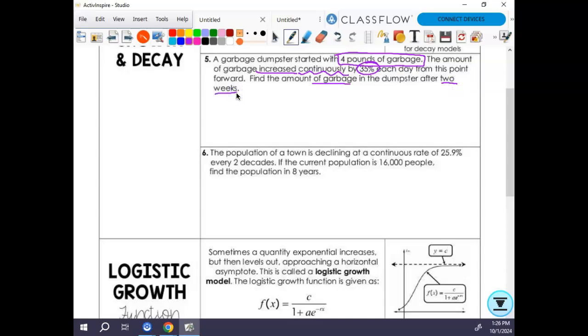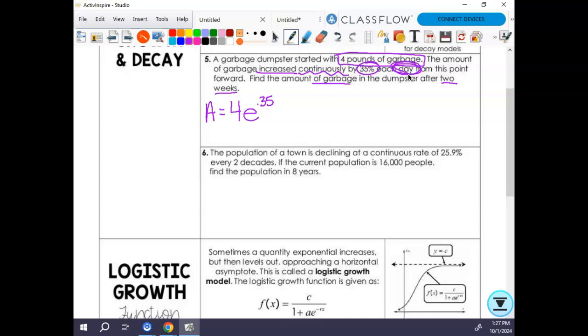Okay? So we have that PERT formula. Your amount is equal to the principal, or what you start with. We start with 4 pounds of garbage. Okay, and this is a continuous function because it's not like people just walk by once an hour, it'll open, you can put trash in it. Like, it's just kind of a continual thing. 4 times E, the rate as a decimal, 0.35, times T.